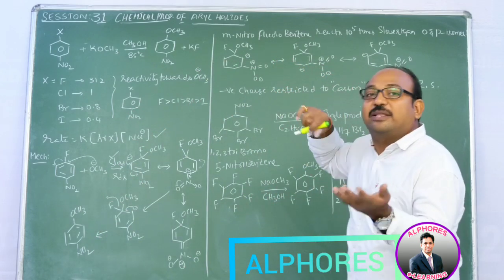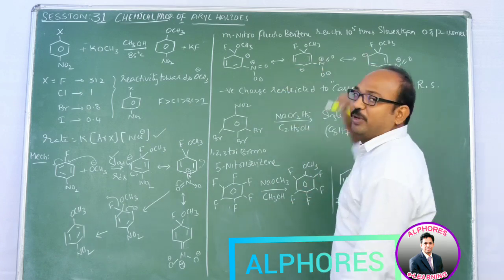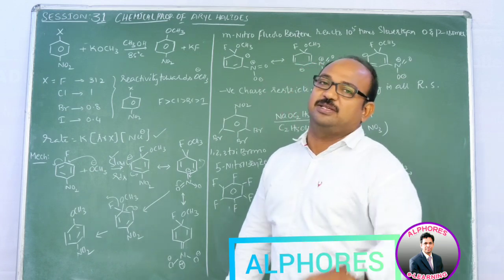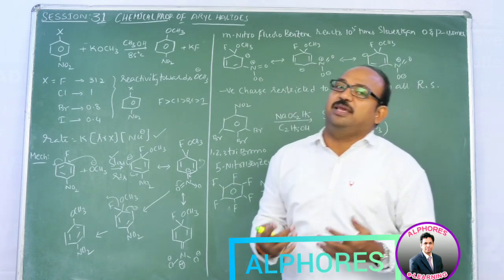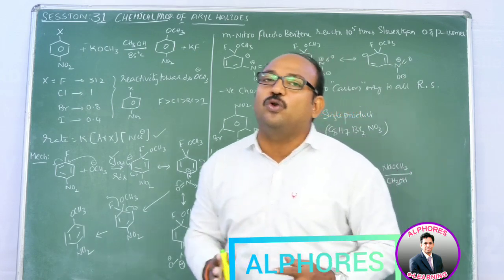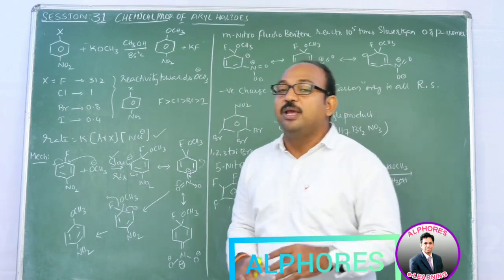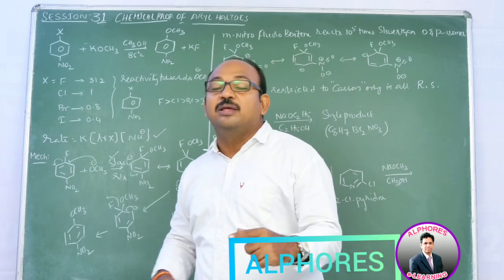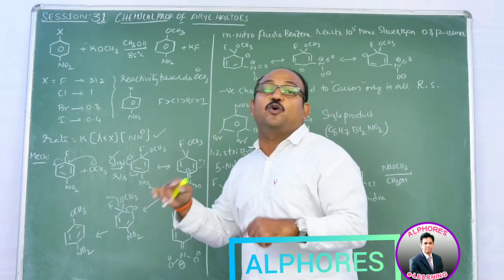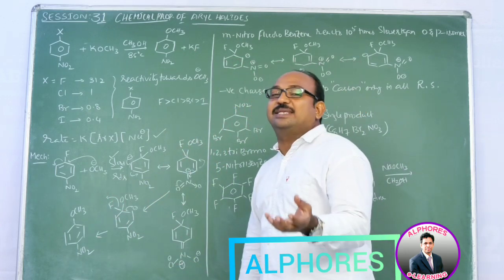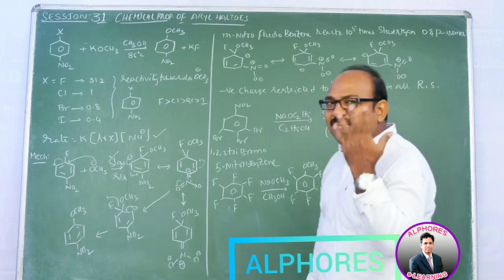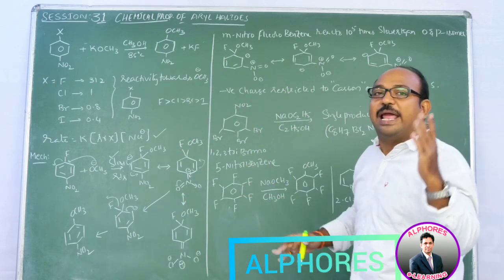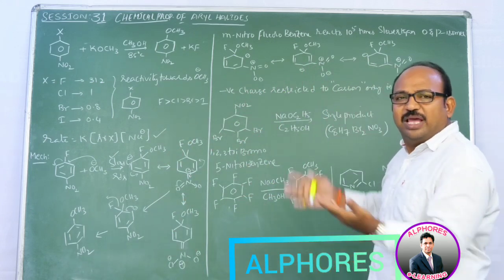Now let us consider a meta-nitro product. Meta-nitrofluorobenzene is nearly 1 lakh times slower than its ortho and para isomers. Or, the same statement we can say: ortho and para-nitrofluorobenzene react at a nearly 1 lakh times faster rate than meta-nitrofluorobenzene. So when you place the nitro group in the meta position instead of ortho and para, the reaction slows down by 1 lakh times. Why like that? Because resonance does not exist.